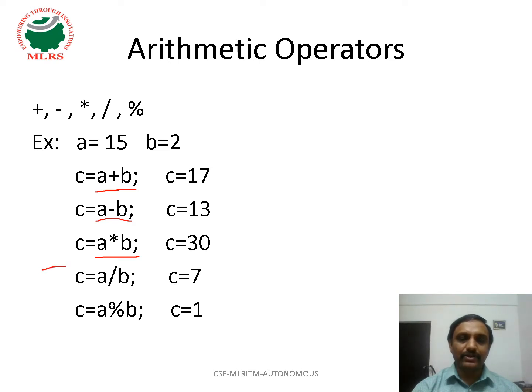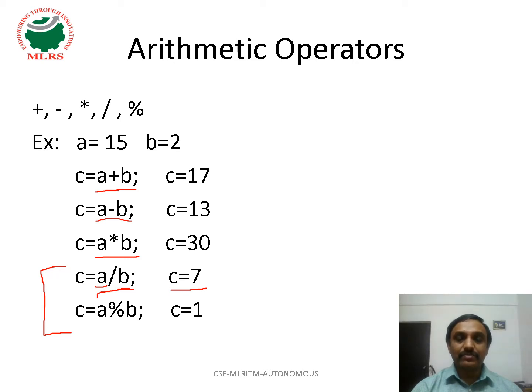They perform similar to our mathematical operations. Now come to the remaining 2 operators. Those are division and modulus. You observe the difference between the division operator in C language and the division operator in mathematics. In the case of C language or any programming language, the division operator gives the quotient as the result. So here in this example, A value is 15, B is 2. By applying the division operation, what is the result you are getting? That is 7, which is the quotient value.